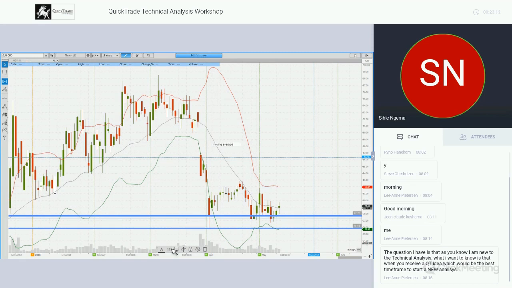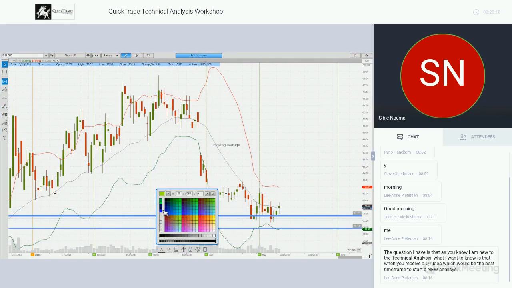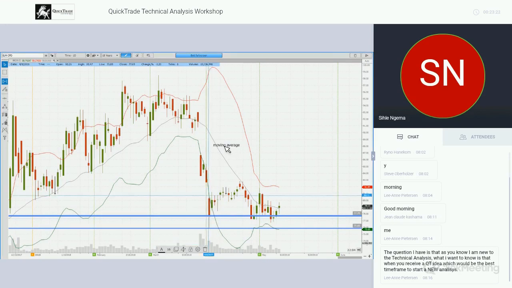So this is our moving average, which is the gray line. Now, the gray line again, what is its importance?